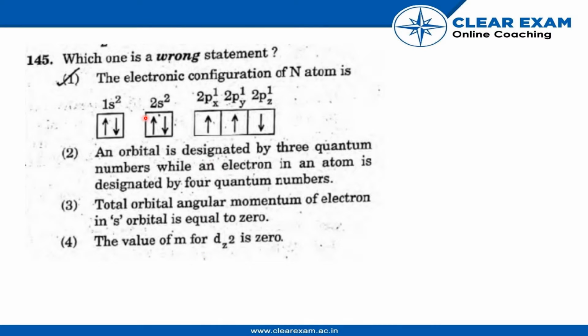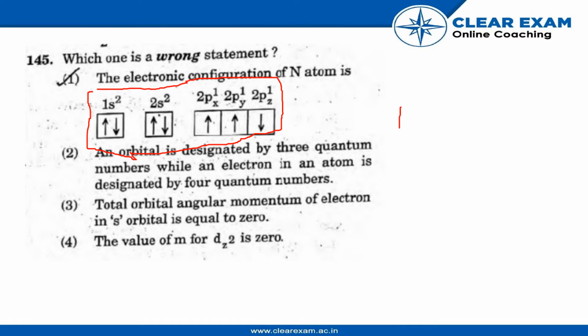So the given question says, which one is a wrong statement? We can go through all the given statements. The first one says the electronic configuration of an atom is this. Now let us do it by ourselves. What is the electronic configuration of an atom?